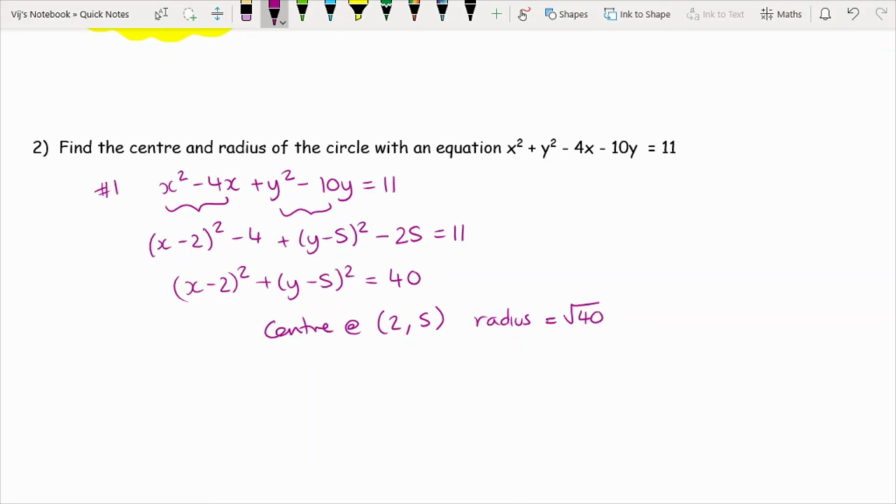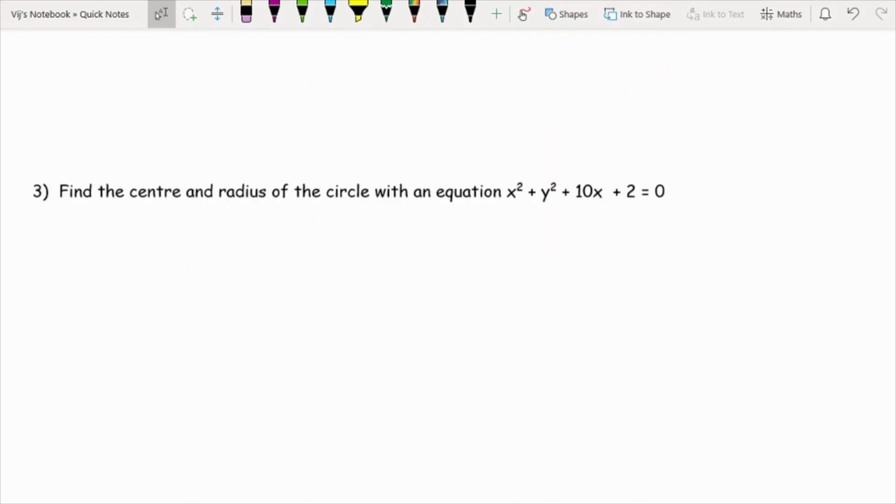the square root of 40, which again, if you really want to simplify, we can simplify as 2 root 10. But again, I'd probably leave it in its unsimplified surd form. So moving on to the next question.